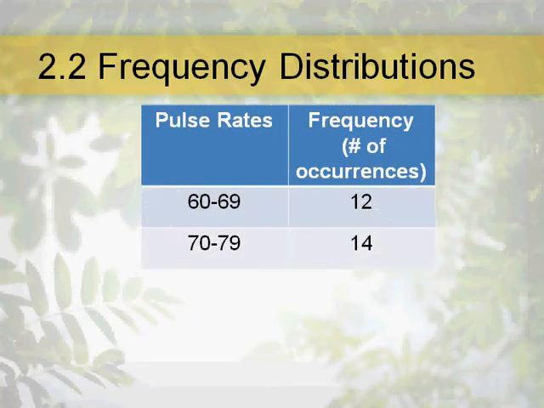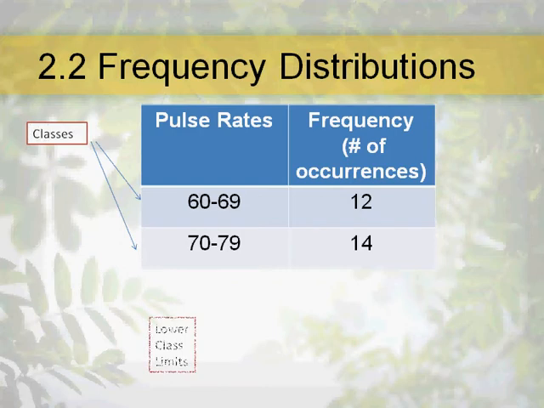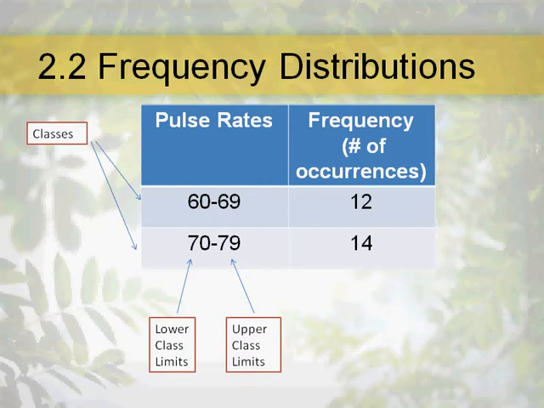Zooming in on one of those first two rows of our frequency distribution, we define a couple of terms. The left column consists of what we call classes. If the class consists of a range, such as in our example, we call the first number a lower class limit, and the second number is an upper class limit.